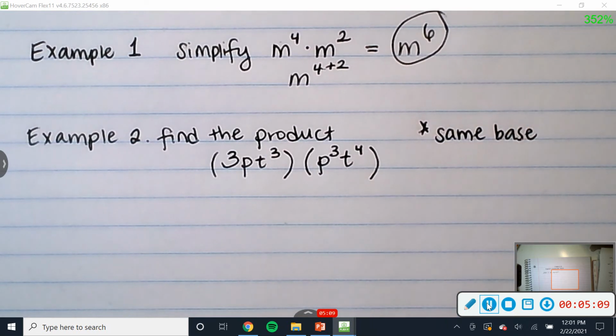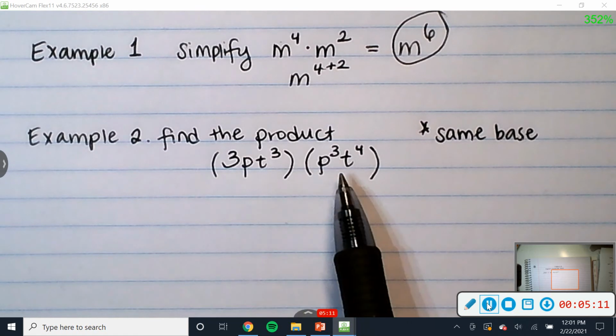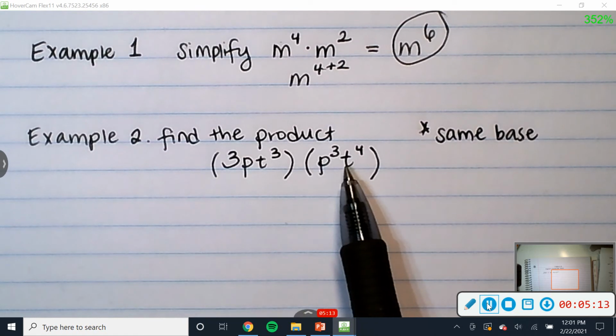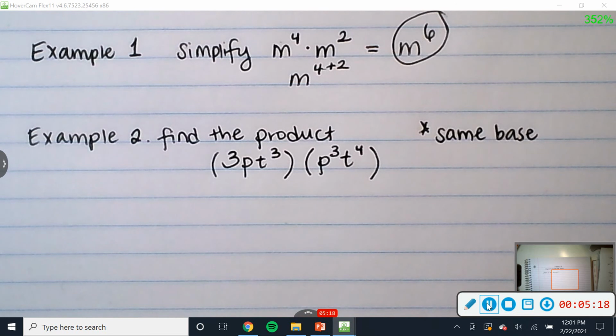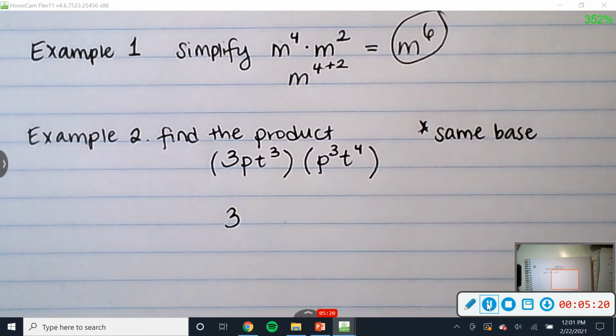For example, we have a number here, 3. If there are no other numbers, just variables, then I can't multiply this 3 times anything. So this 3 is going to stay the same.